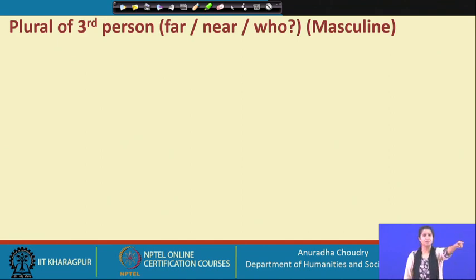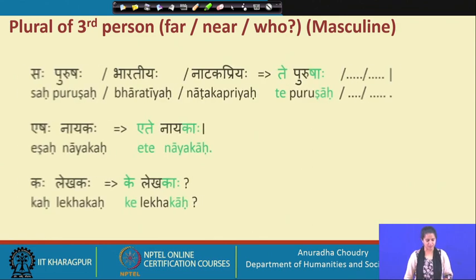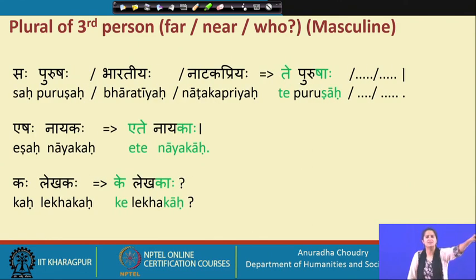If a man is standing far, it will be Saha. If he's near, Eshaha. And the question is Kaha. So let's see what happens to that now. Saha becomes, you have it there on the screen, Te. What's the English? They. So that's an easy way to remember that the plural for third person in the masculine is they, or te. It's not the sound but the th. Okay, so te. So Saha Purushaha will become Te Purushaha.